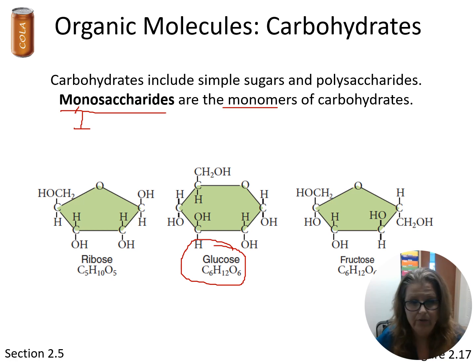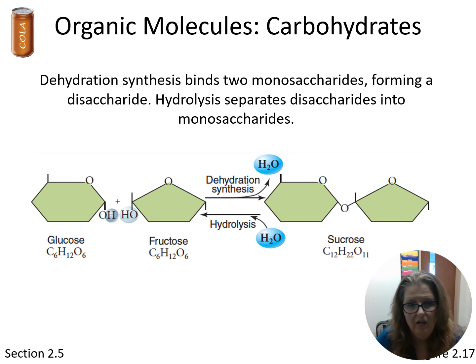Glucose is one you definitely want to be familiar with. Carbohydrates are these ring structures. Here they have carbon, hydrogen, and oxygen in them. So dehydration synthesis binds two monosaccharides to make a disaccharide.